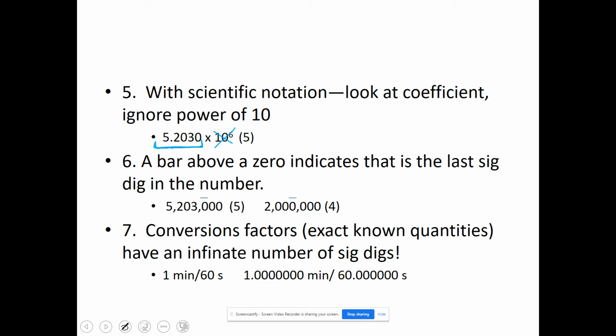That's also a way that you could get the right number of sig digs with a number with lots of zeros, by putting it into scientific notation and then just having the number of zeros you need to have the right number of sig digs.